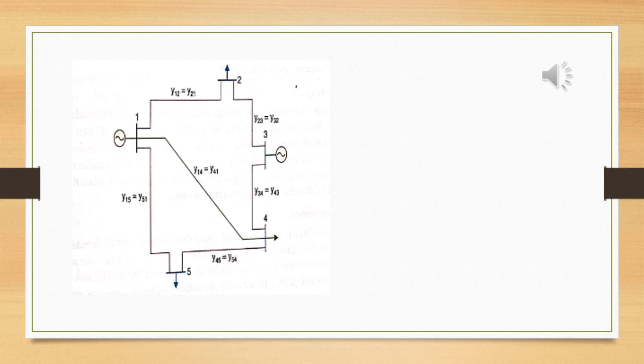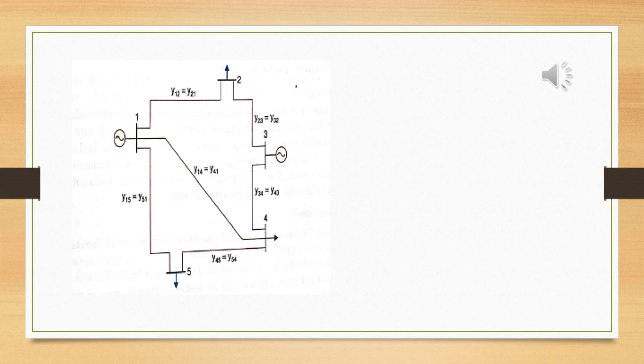And we can see that there is an element connected from 1 to 2, then from 1 to 3 no element is connected, isn't it? So y13 will be 0. Then 1 to 4, for y14 we have connected an element, so the y14 value is there. Then y15 also has a value, but y13 is not directly connected, so the value of y13 is equal to 0.